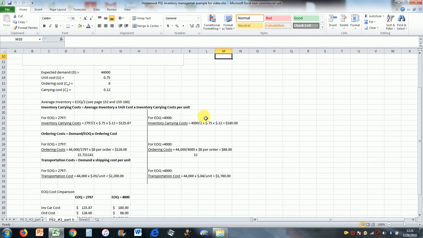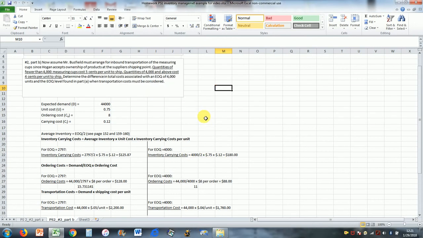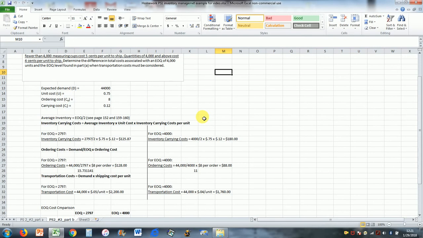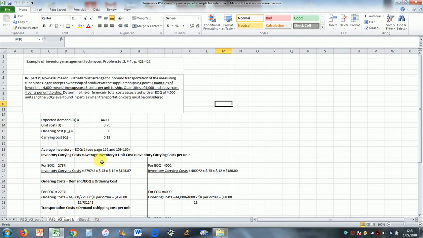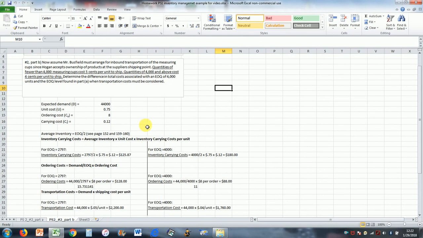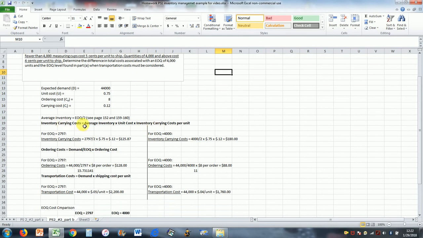So let's first explore what these costs are. There are 3 costs with which we have to be involved. We've already discussed 2 of them, inventory carrying costs and ordering costs, but we're also going to add what we call transportation costs in here. And a great series of pages to look at are pages 152 and 159 to 160, where it breaks this down pretty nicely. It even shows you how to do it, but I'm going to show you how to do it as well. Okay, let's look at inventory carrying costs.